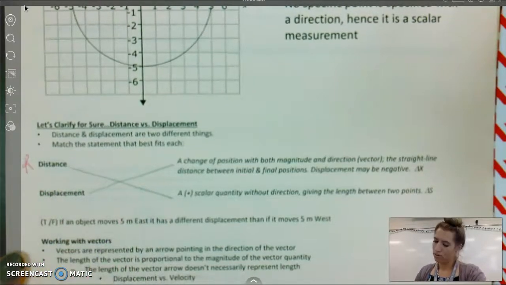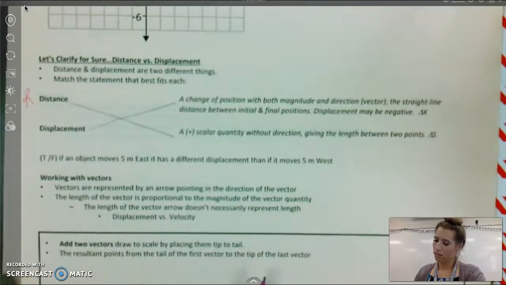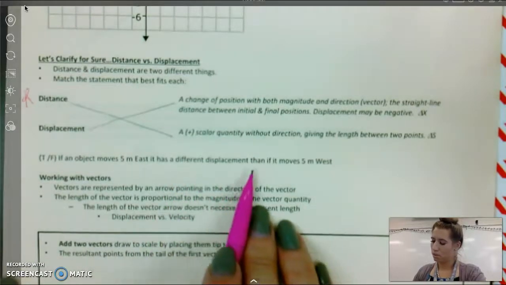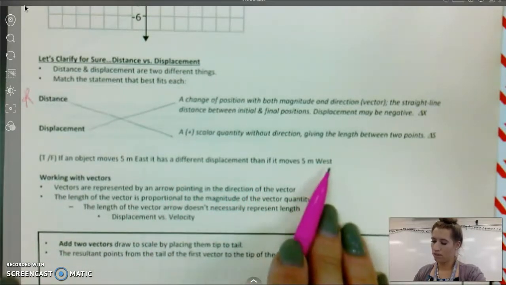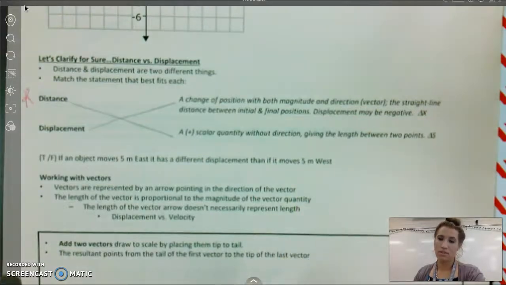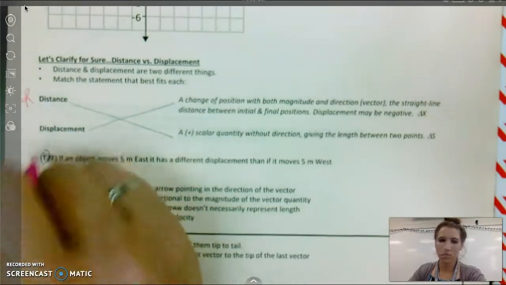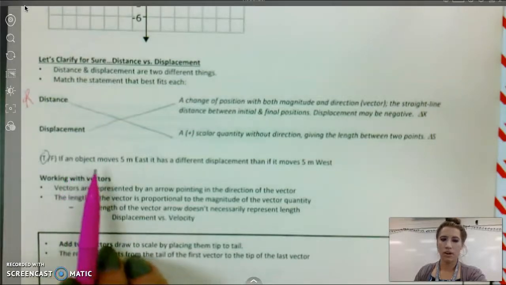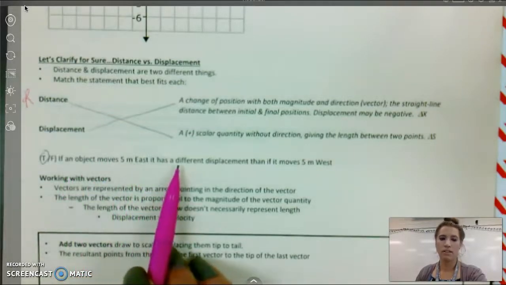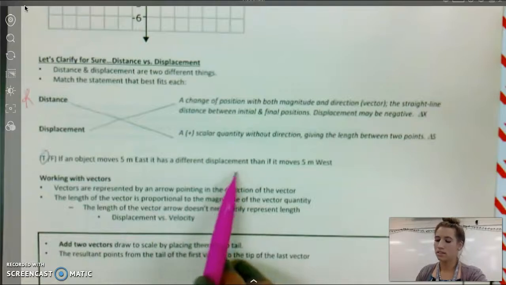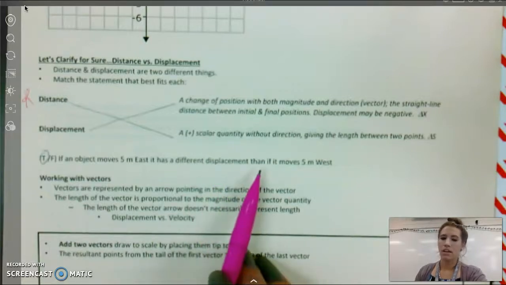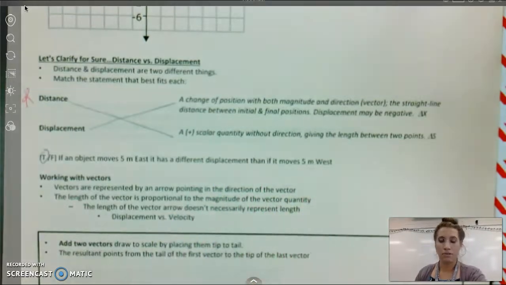Now, true or false? If an object moves 5 meters east, it has a different displacement than if it moved 5 meters west. Remember, displacement is a vector quantity, so the direction does matter, and it would change the displacement, so this is true. Now, if the problem said, if an object moves 5 meters east, it has a different distance, not displacement, distance, than if it moved 5 meters west, well, that would be false. The distance of 5 meters is still the same.